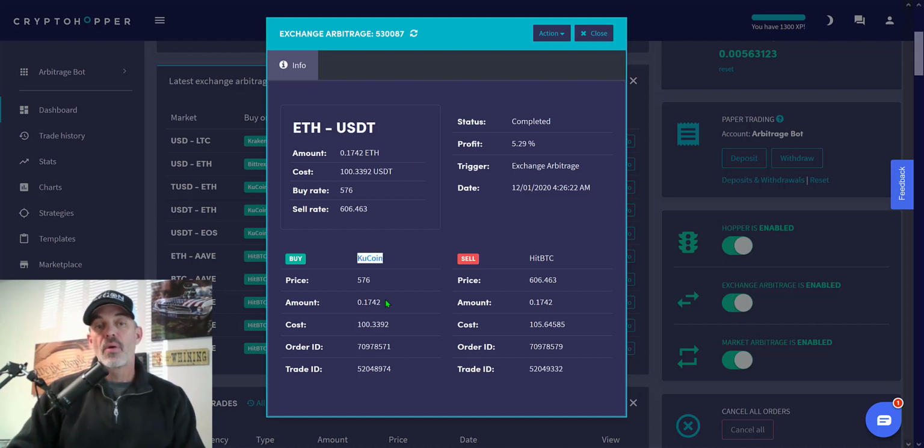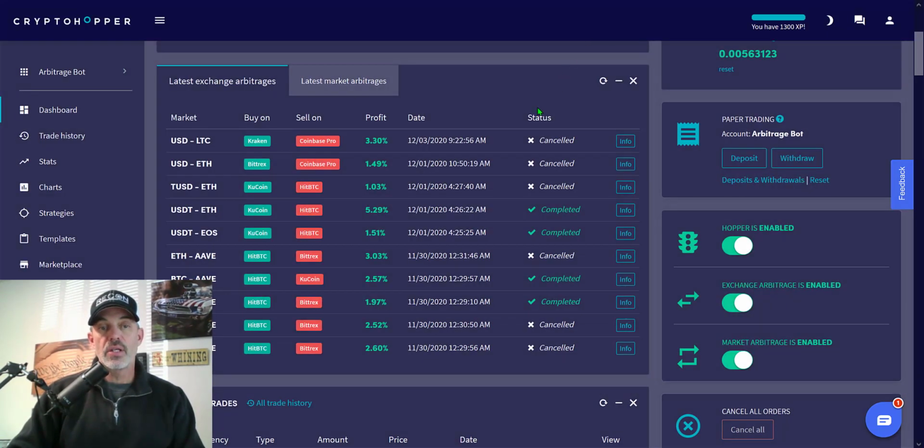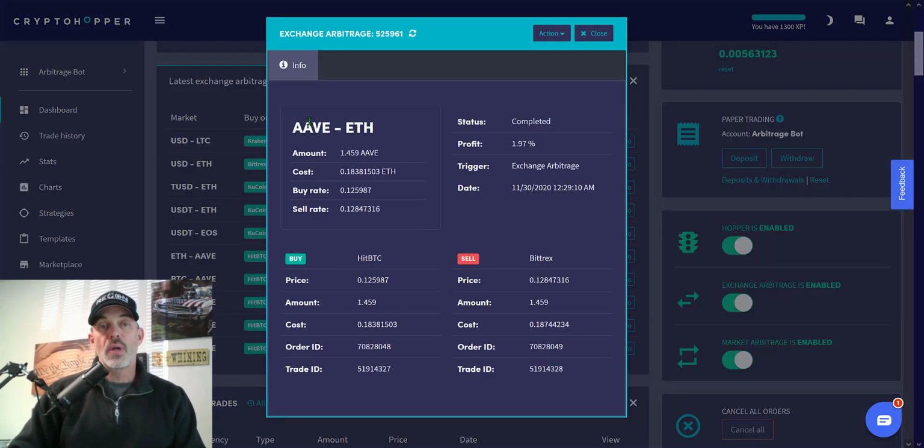I ended up with the same amount of ETH I had on HIP-BTC is now actually over on KuCoin. And the USDT that I spent to get that on KuCoin increased over on HIP BTC. And so the end result was a profit of 5.29% because of the increase in my quote currency. Now we'll take a look at another example here on HIP BTC and Bittrex. And so in this situation, the quote currency is going to be ETH, or the base currency.